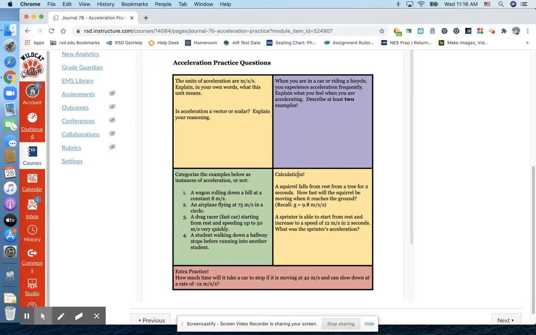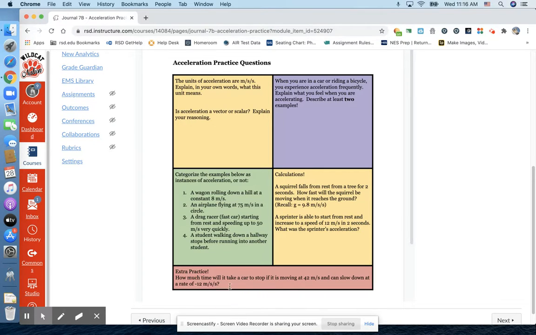And then there are a couple of calculations. Keep in mind that acceleration times time is equal to the change in velocity, so that may be useful for this problem. If you want to try the second problem, acceleration is equal to final velocity minus initial velocity divided by time, so VF minus VI over T. You'll just do one of those calculations for practice.